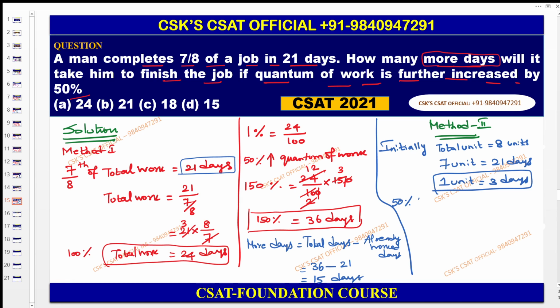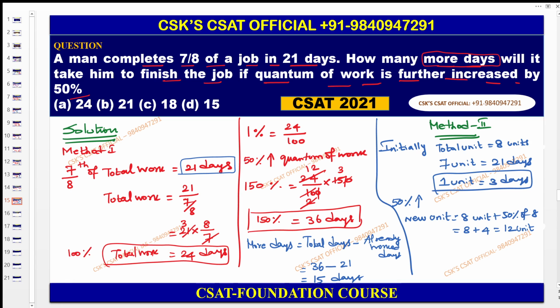Now 50% of the quantum of the job is increased. Now please remember, what is the new total unit? Already 8 units plus 50% of 8 units. So therefore 8 plus 50% is nothing but a 4, which is equal to 12. Right. So 12 units here.